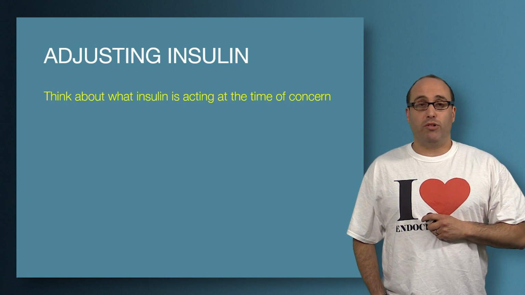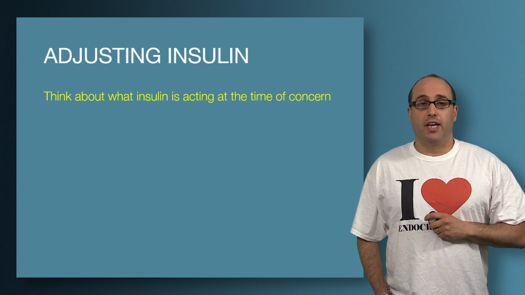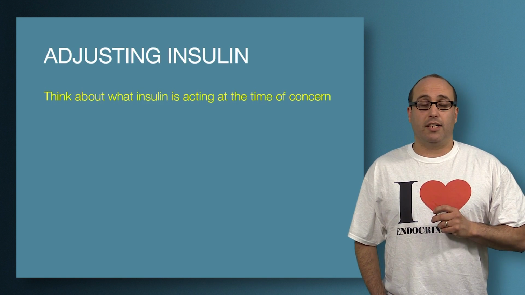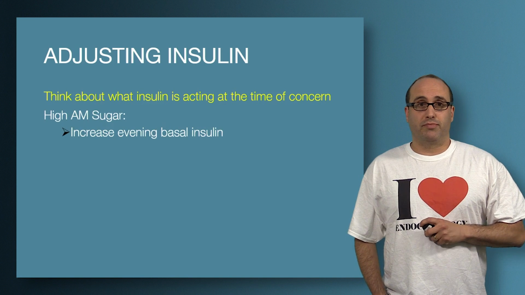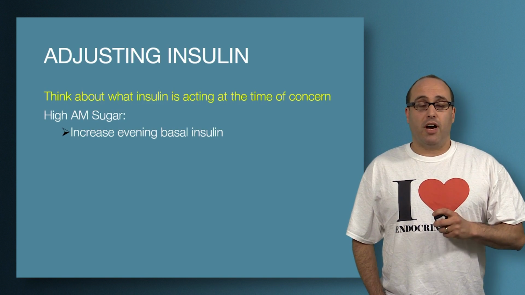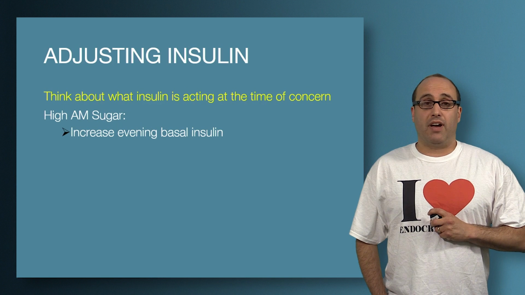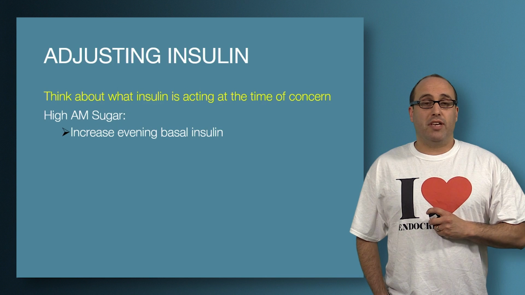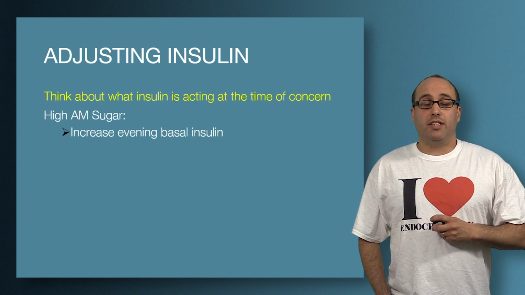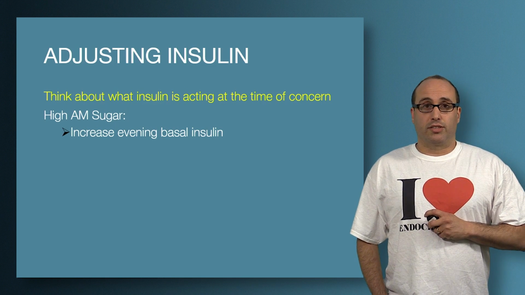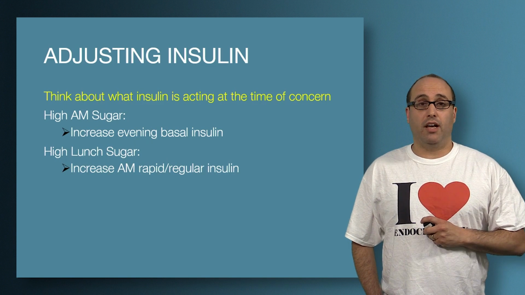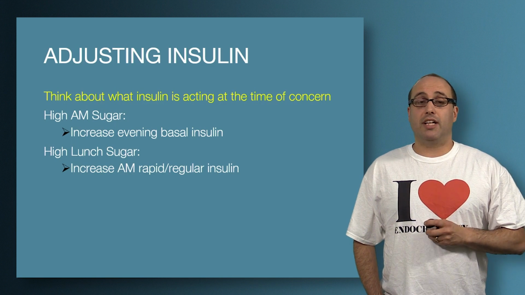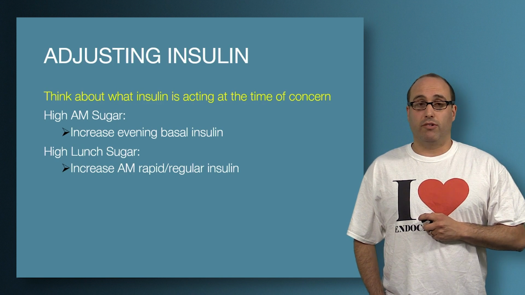And there are some very important principles to adjusting insulin. The most important is that you must think about the type of insulin that is acting at the time of the high blood sugar. So for example, if the blood sugar is high first thing in the morning, and this is called fasting blood sugar, then the only insulin that's acting at that time is the basal insulin taken the night before, and that's the insulin that needs to be increased. If the blood sugar is high at lunch, then people need to increase the insulin they took before their breakfast, because that's the insulin that's acting right before lunch.